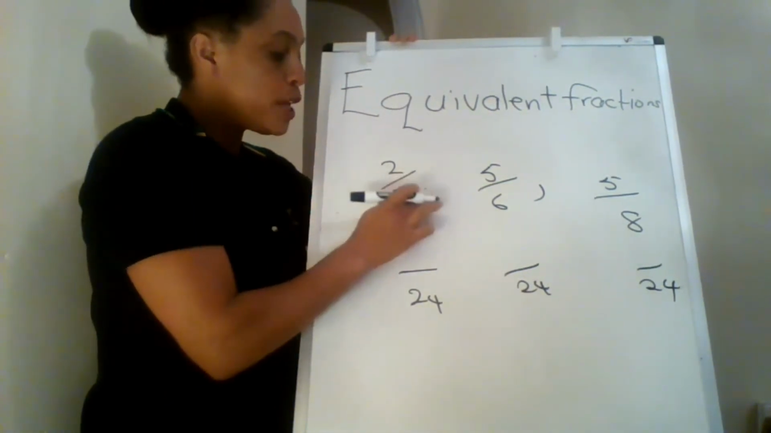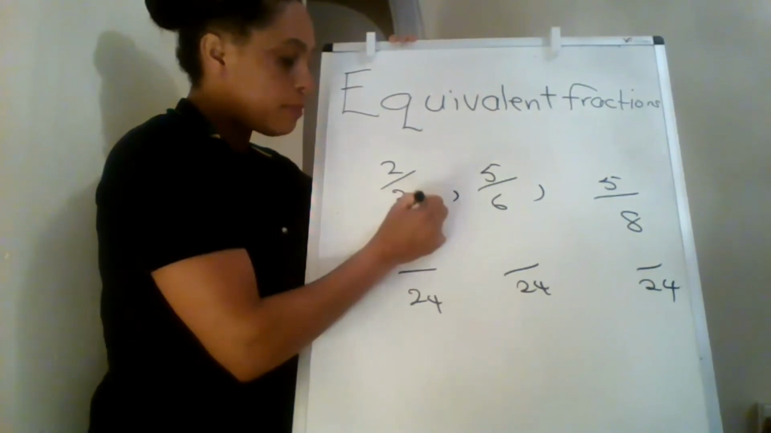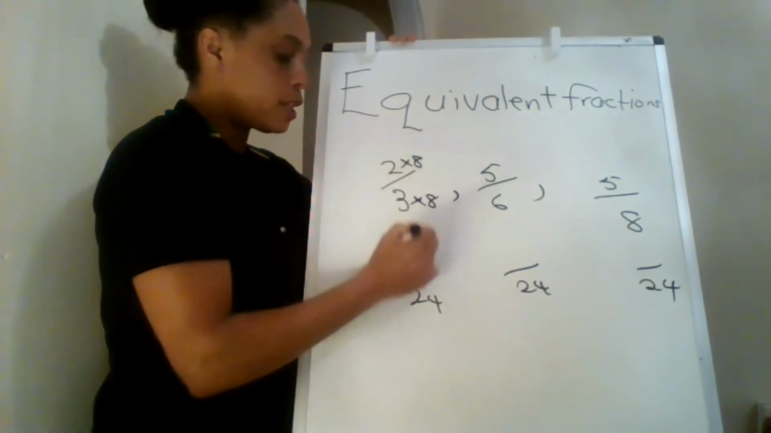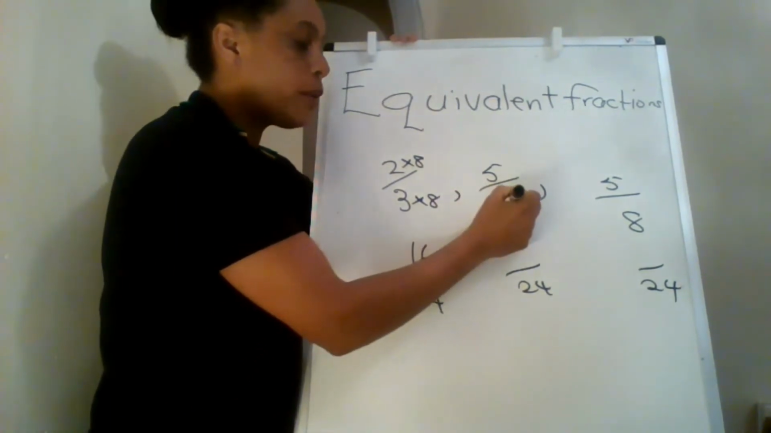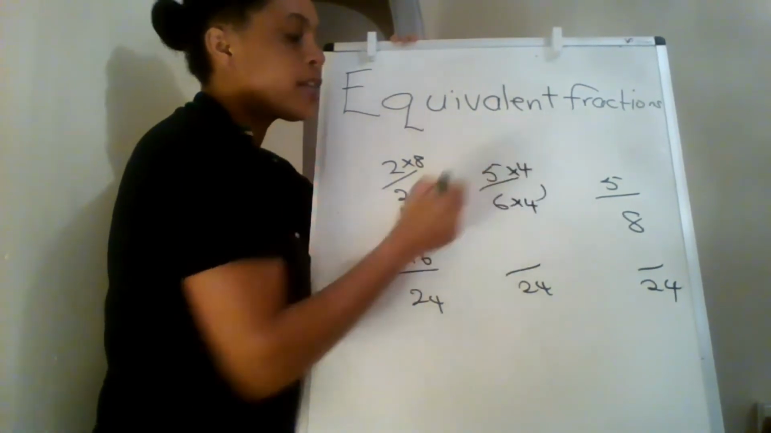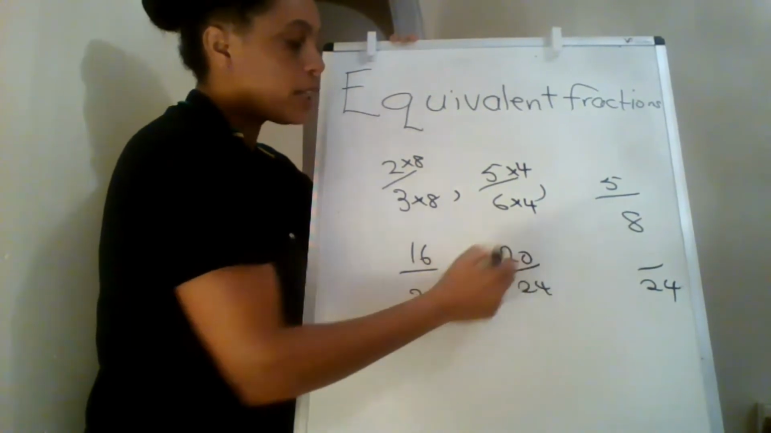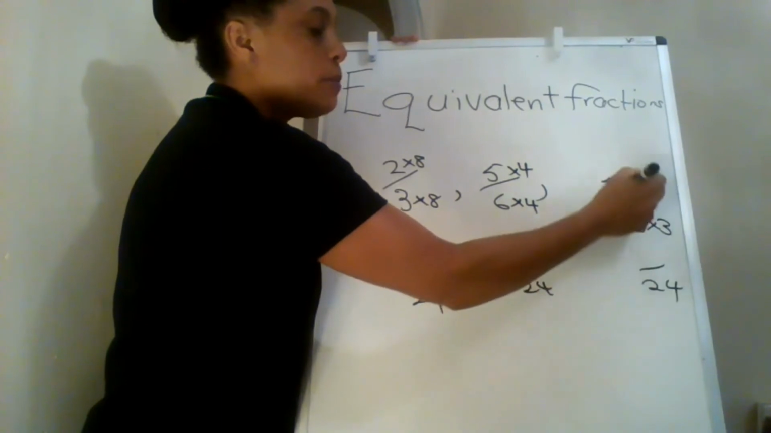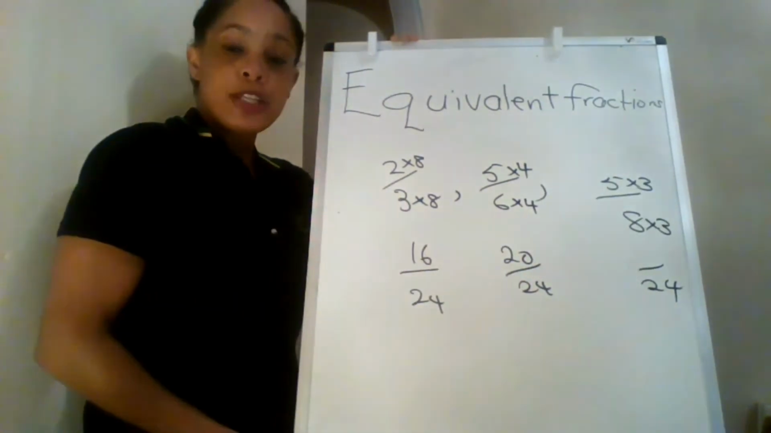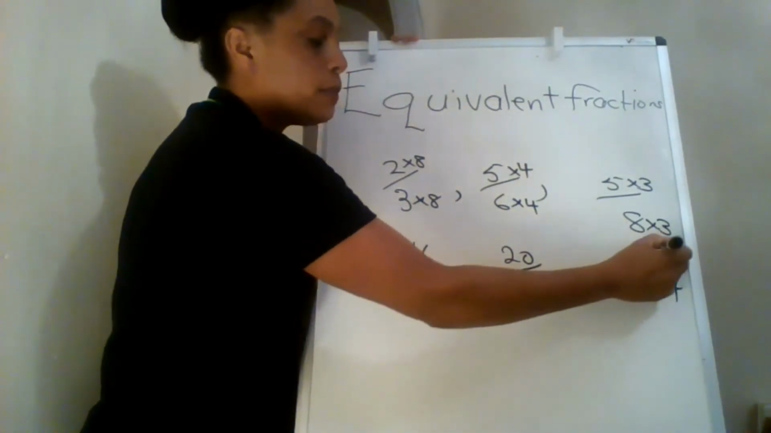What do I do to 3 to get to 24? Times it by 8. So I times that by 8 as well. That gives us 16. What do I do from 6 to get to 24? Times that by 4. So I times that by 4 as well. So that gives us 20. What do I do from 8 to get to 24? Times that by 3. So I times that by 3 as well. So that gives us 15.